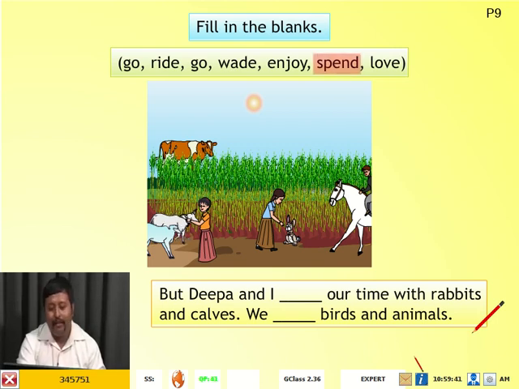Spend. It's spend. Now Deepa and I is singular or plural? It's plural, right? So if it's plural, can we say spends? No. So we'll say spend. Deepa and I spend our time with rabbits and cubs. We dash birds and animals. What would be the next one?